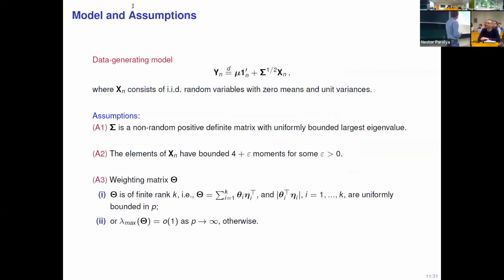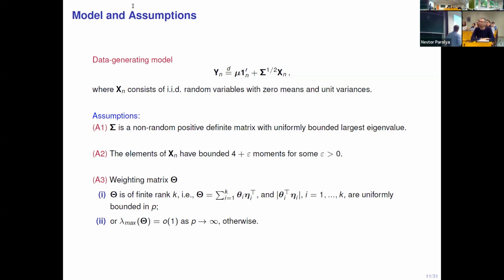So what we look at, this is the data generating model. A very simple one. The observation matrix contains the vector mu as the overall mean. So you have IID random vectors. It contains sigma as the covariance matrix, and matrix X here is basically the noise matrix. So X is generating the noise. It consists of IID random variables, so zero mean, unit variance. Most importantly, we don't need anything more except the fourth moment, fourth plus a bit moment.